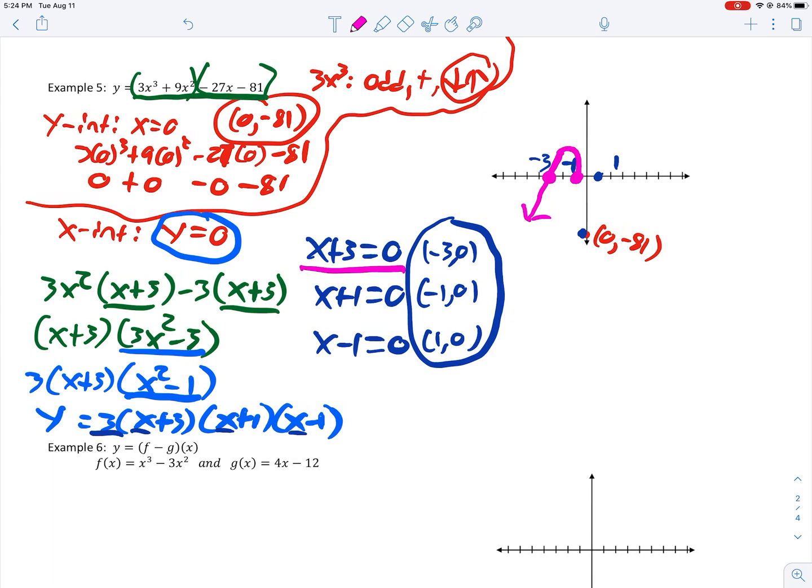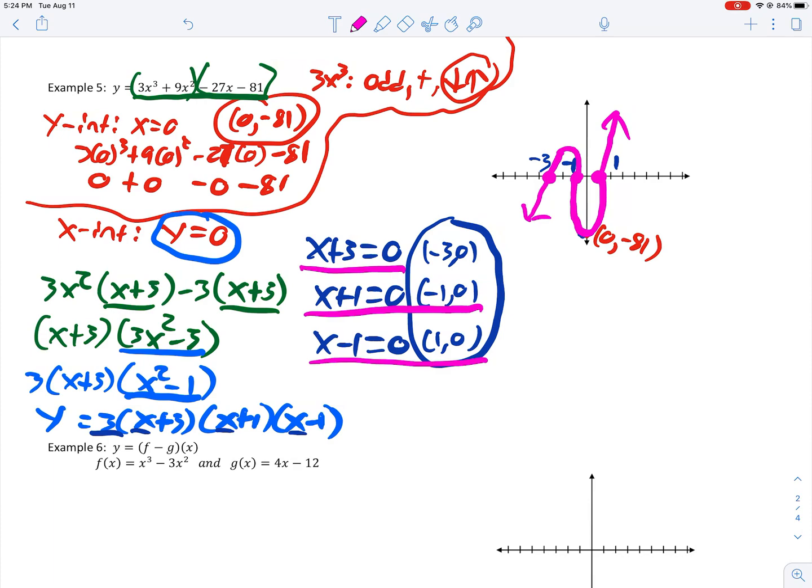What happens at negative 1? That factor only occurs once, so I pass through. Down through 0, negative 81, back up to 1. What happens at 1? It only occurs one time, so I pass through. And there's my sketch.